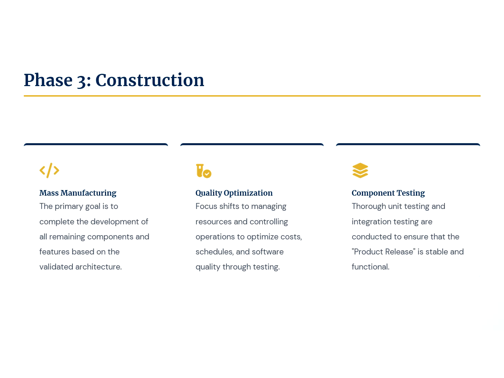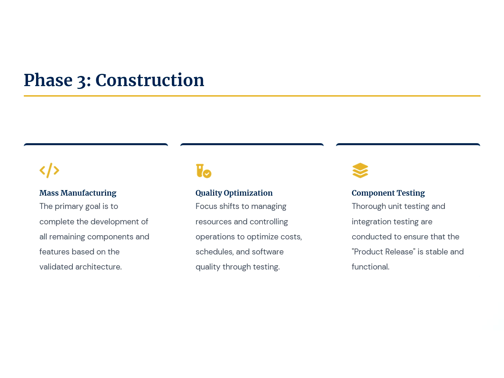The focus is on quality, performance, and meeting requirements. Exactly the same thing is written over there, that the primary goal is to complete the development of all remaining components and features based on the validated architecture. Validated architecture means the architecture which was developed and approved in the previous phase.